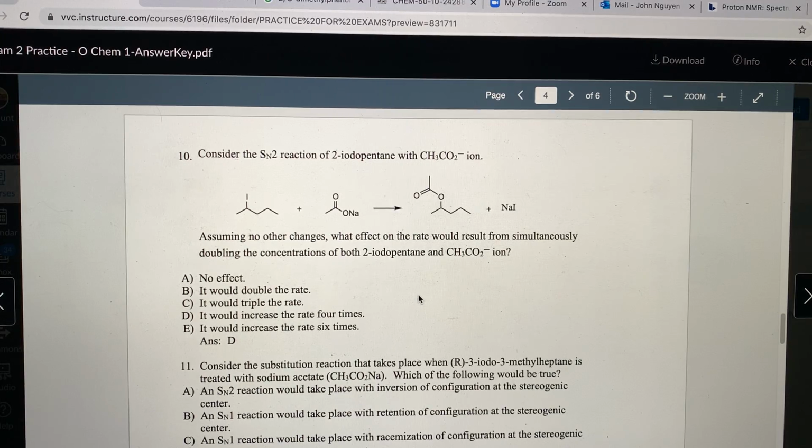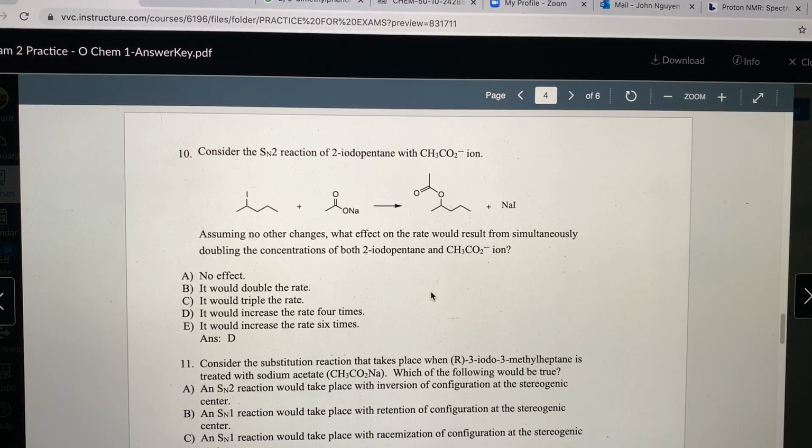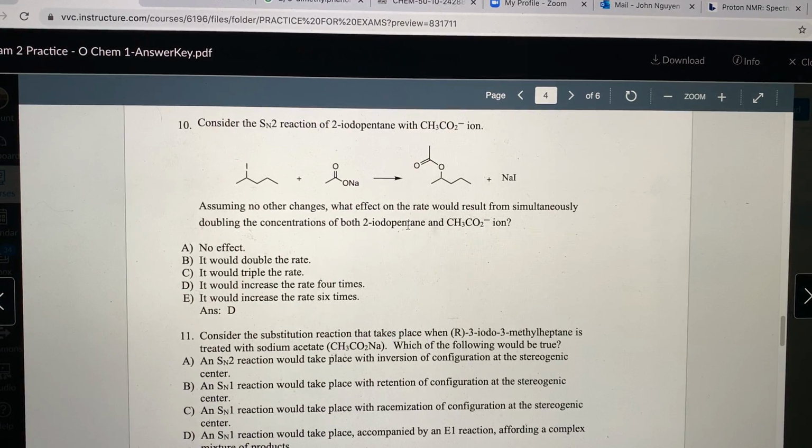So when you double the rate here, it's saying that when you double the concentration of the first reactant and the nucleophile, this is known as the substrate and the nucleophile. If you double both, remember the rate depends on both of them, second order.